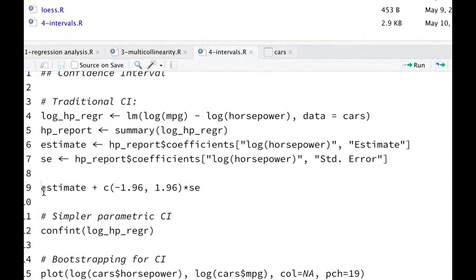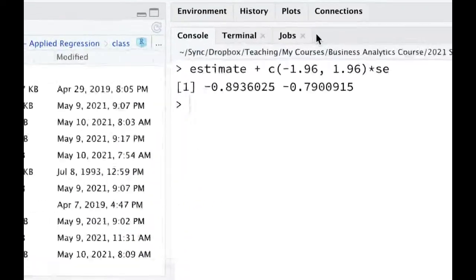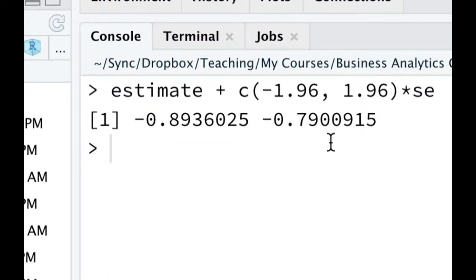What is the 95% confidence interval? Pretty simple. It's the estimate plus or minus 1.96 times the standard error. And that tells me that the coefficient of log horsepower could be as small as minus 0.89 or as big as minus 0.79. That's the 95% confidence interval of this estimate, assuming all the other assumptions of regression are correct: residuals normally distributed, evenly across the mean, across all the x's, et cetera. Okay?